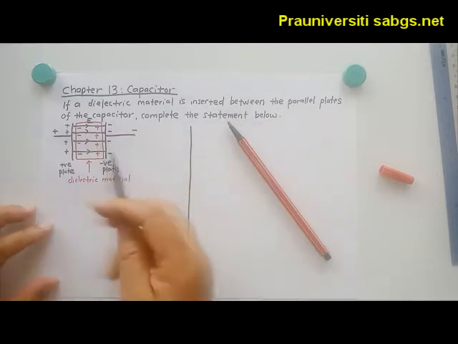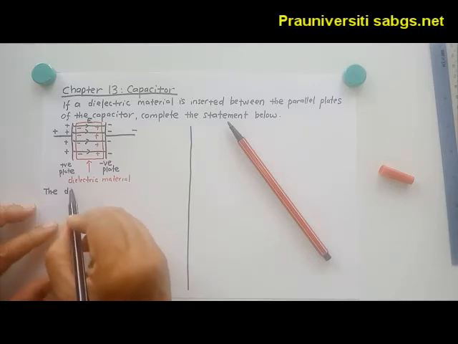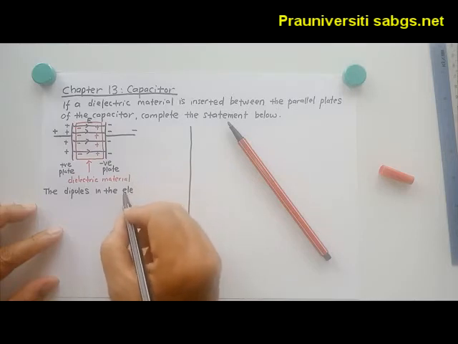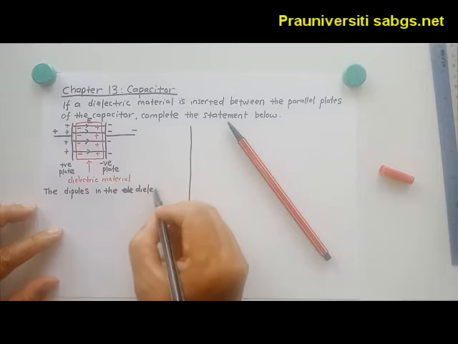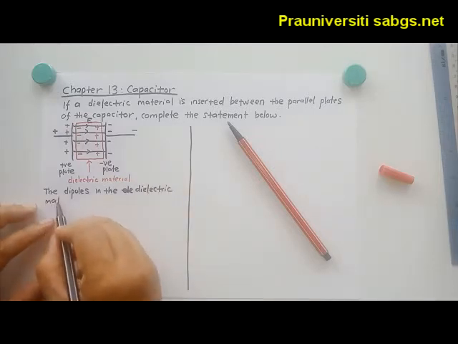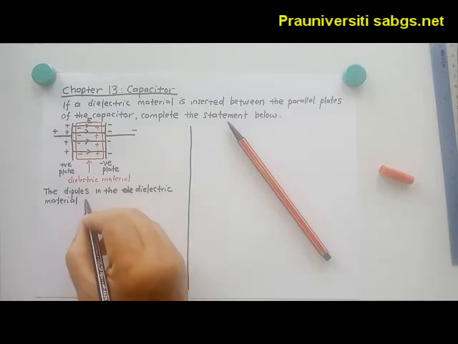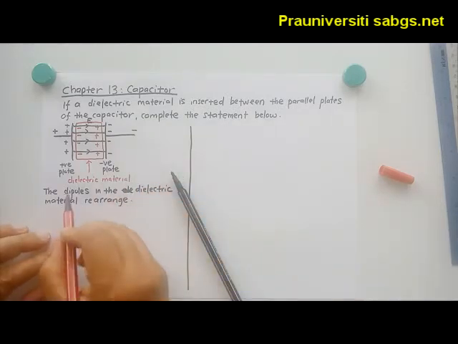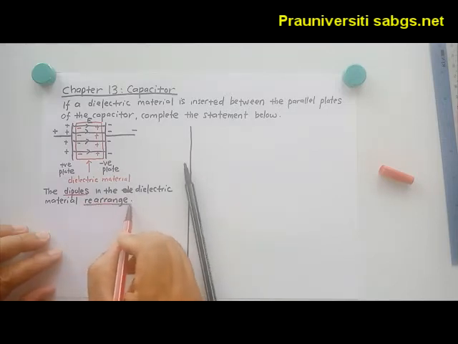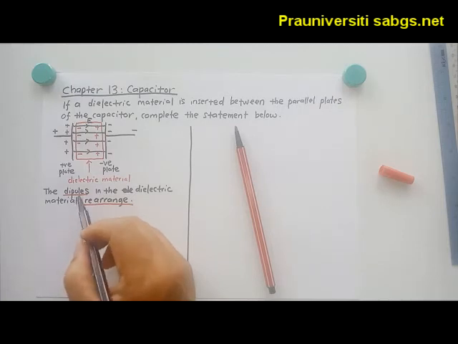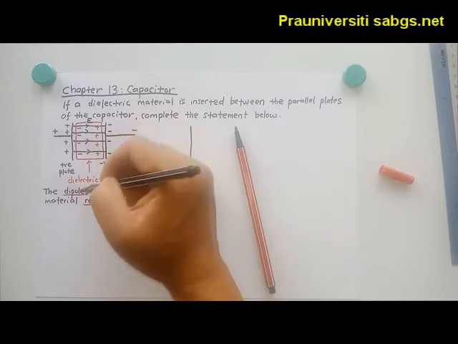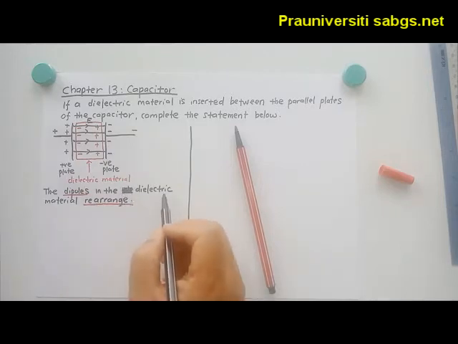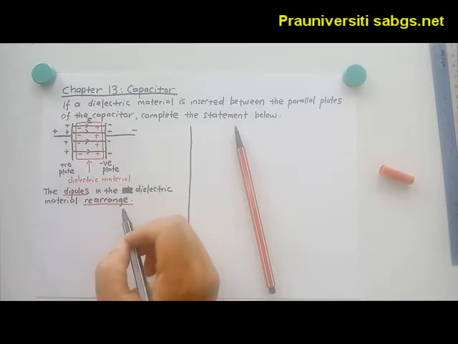Okay, so we continue. The dipoles in the dielectric material are actually rearranged. The dipoles in the dielectric material start to rearrange. Dipole means we have two poles. Here is a negative pole and here is the positive pole. That is what is meant by dipoles. So the dipoles in the dielectric material in the electric field are rearranged.